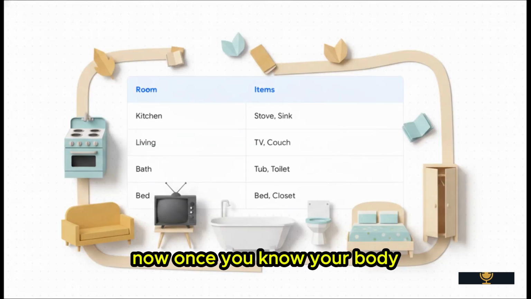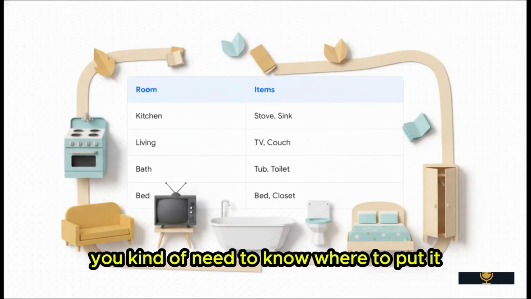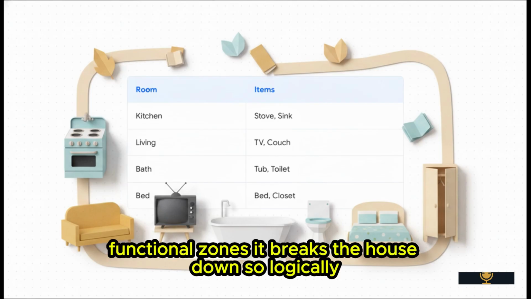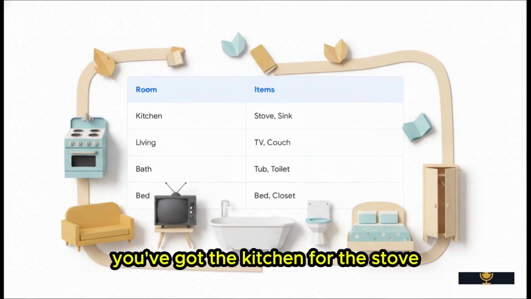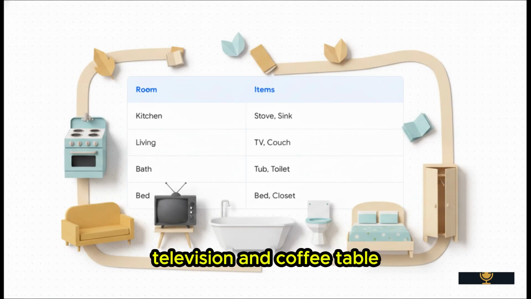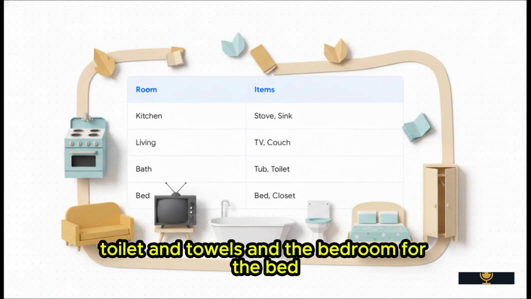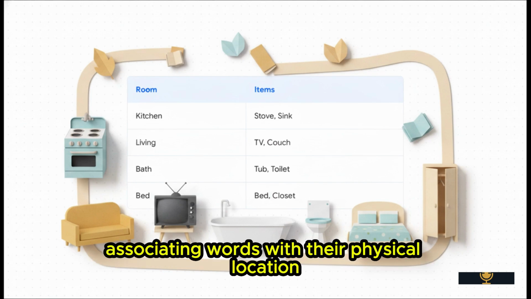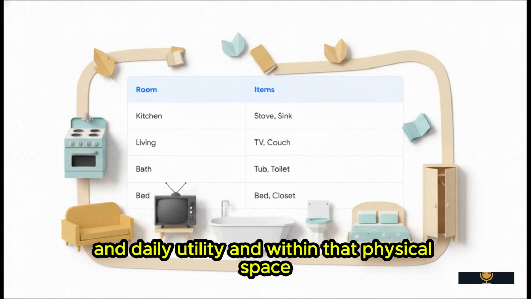Now, once you know your body, you kind of need to know where to put it. The source material brilliantly compartmentalizes the home into distinct functional zones. It breaks the house down so logically. You've got the kitchen for the stove, refrigerator, and sink, the living room for the couch, television, and coffee table, the bathroom for the bathtub, toilet, and towels, and the bedroom for the bed, dresser, and closet. It teaches vocabulary by naturally associating words with their physical location and daily utility.